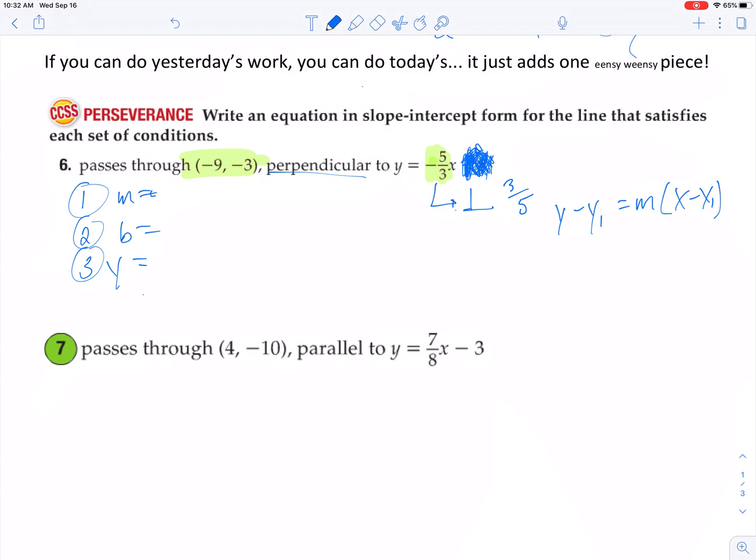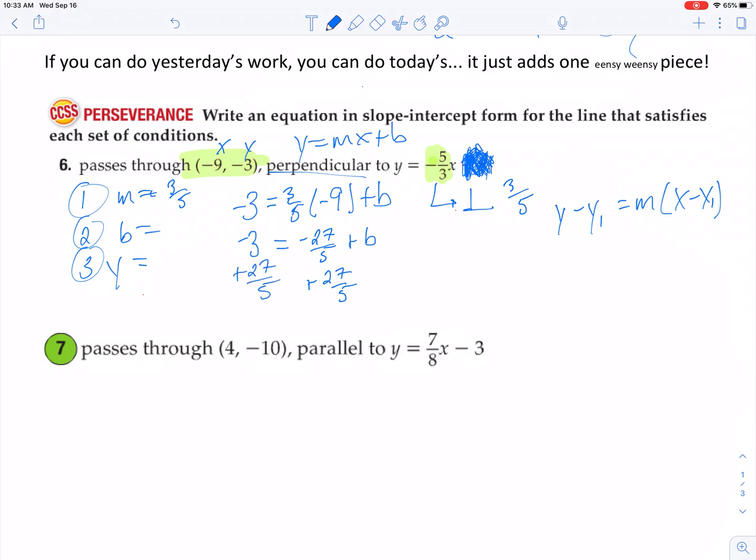So m equals 3/5. B, I don't know what that is. I need to solve for it. So if this is my x and y, then I have -3 equals my slope, m. Hey, if you forgot, I'm doing y equals mx plus b. That's what I'm doing. So my slope was 3/5. My x is -9. I don't know what b is. That's the whole point of what I'm doing right now. I'm going to go ahead and multiply 3/5 times -9. That's going to give me a negative 27/5. Looks like I need to get rid of the 27/5 by adding it. Whatever you do to one side, you have to do to the other. Oh, goodness. Might need a calculator or do some fraction conversions. This is going to be 12/5.